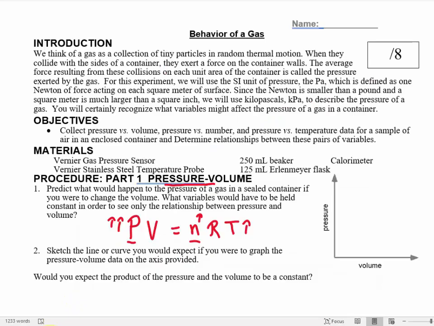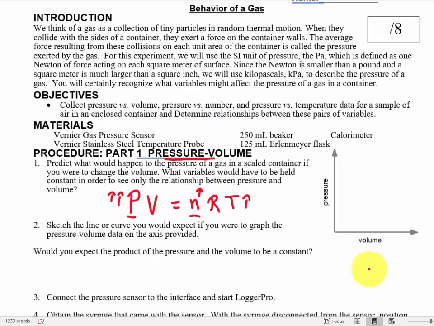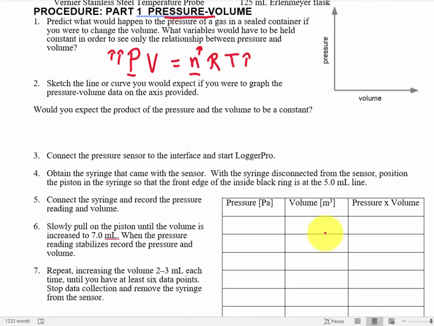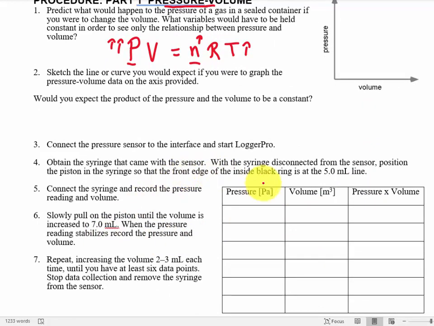What we're then going to do is start messing around with the volume. You're going to start with the piston initially at the 5 milliliter line on the syringe. You are then going to connect it to the sensor and read the pressure and volume. Pressure goes right here, volume goes right here. It should be roughly atmospheric pressure, or 101 kilopascals. You can then calculate the pressure times the volume, but you can do that on your own time if you wish. You're going to pull on the piston until it hits 7 milliliters, and you're going to do this a couple of times, increasing the volume.